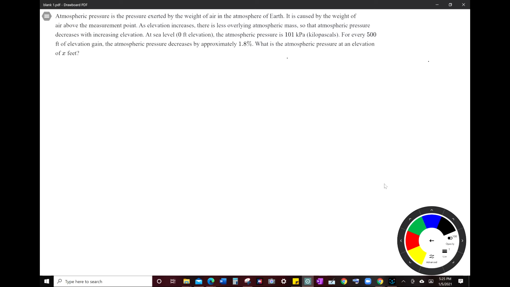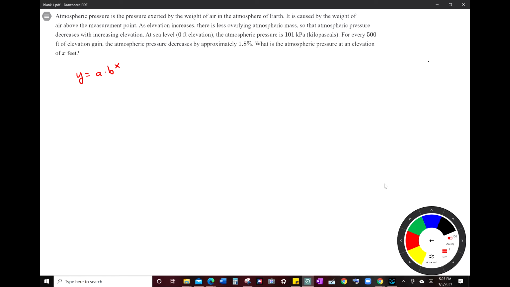In this video, I will show you guys how to write an equation for an exponential function. Since it's an exponential function, we use the formula y equals a times b raised to the x power.